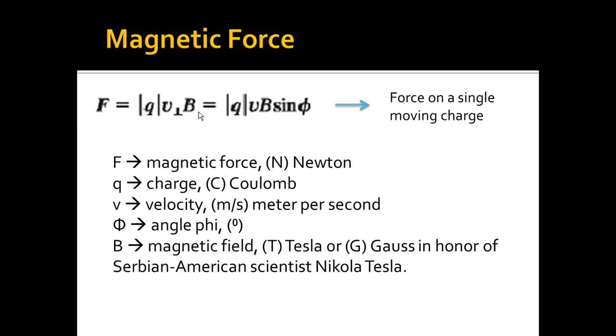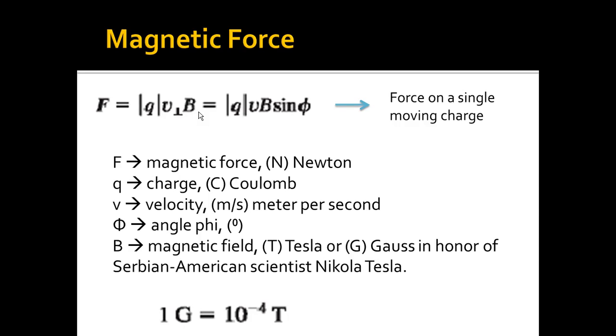So these are the corresponding symbols. F is the magnetic force, expressed in Newtons. Q is the charge, in coulombs. V is the velocity, in meters per second. The angle phi is the angle between V and B. B is the magnetic field, which, by the way, is expressed in the units Tesla or Gauss, in honor of the Serbian-American scientist Nikola Tesla.